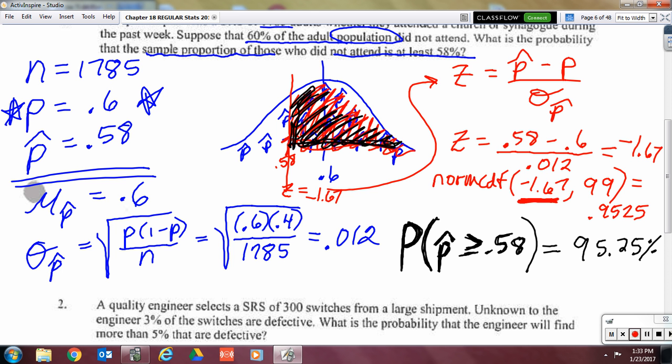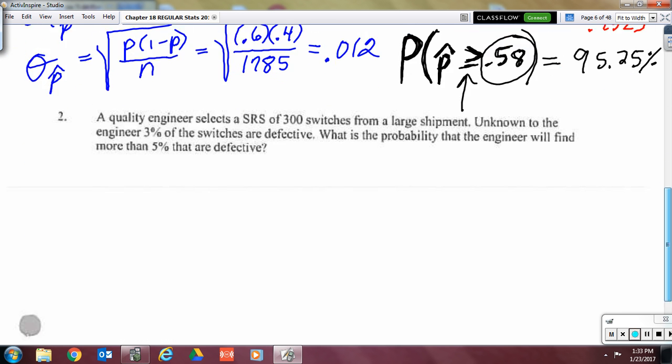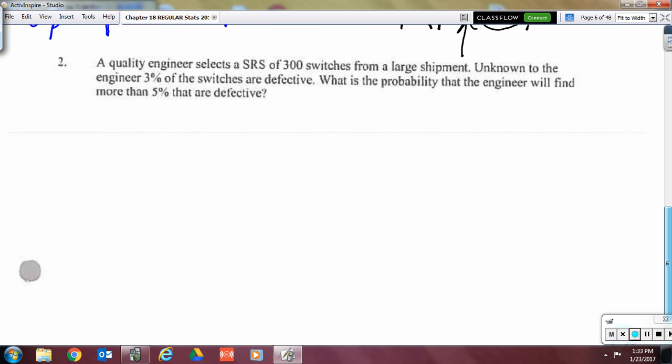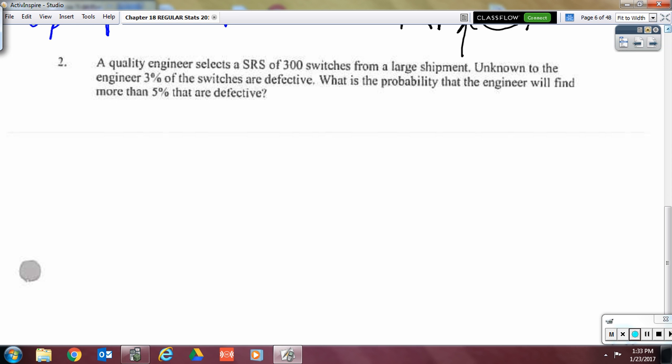What if you had less than? Then of course you would put a different symbol right here. This number is always the p hat that you're trying to figure out, the p hat that you got. All right, so that's one finished problem. Let's start doing the next one. We've got 4 total to do today, and they're pretty much the same thing over and over again. So here we go.